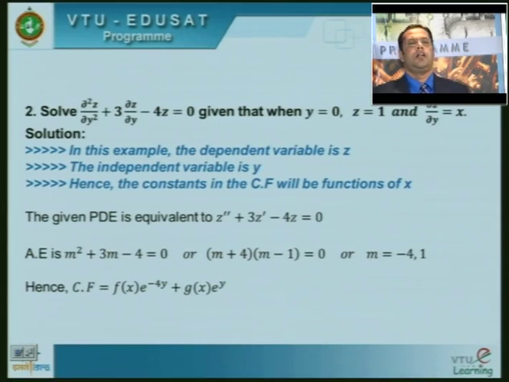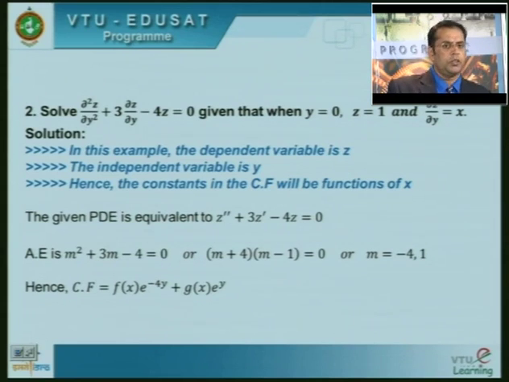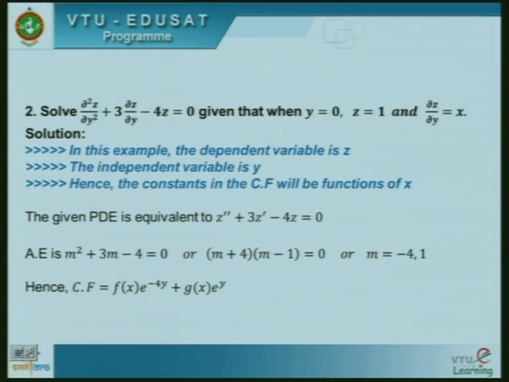Let us move on to the next example. Solve dou square z by dou y square plus 3 into dou z by dou y minus 4z equal to 0, given that when y is 0, z equal to 1 and dou z by dou y is equal to x. So, what you observe in this?